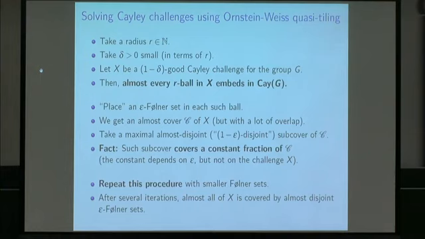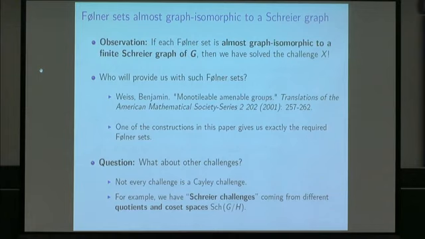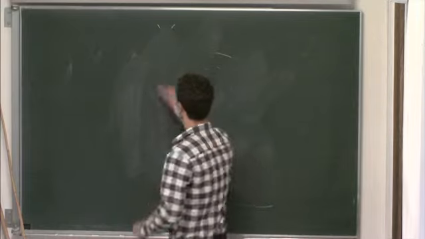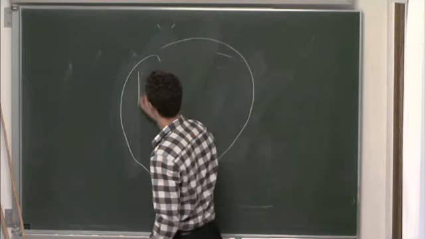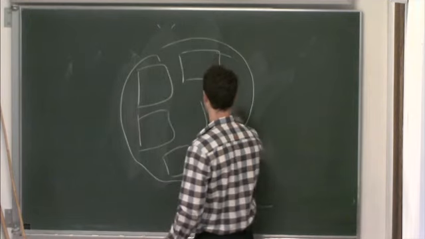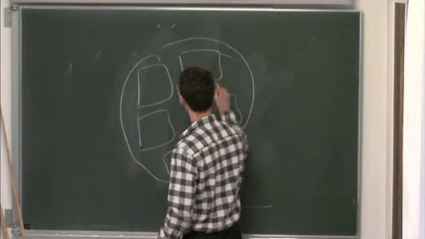How is this related to solving the challenge? Well, here's an observation. If each of those Følner sets is almost isomorphic as a graph to a finite Schreier graph, then we have solved the challenge. Yes, I'll draw this too. So this is X, and I covered almost everything with those Følner sets.